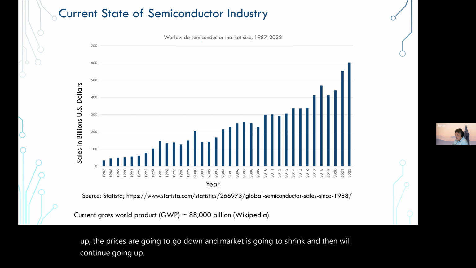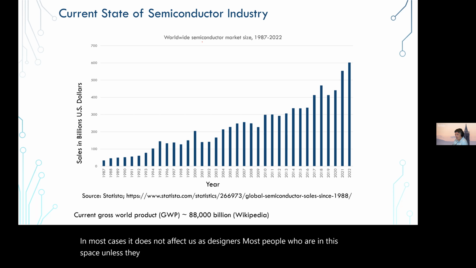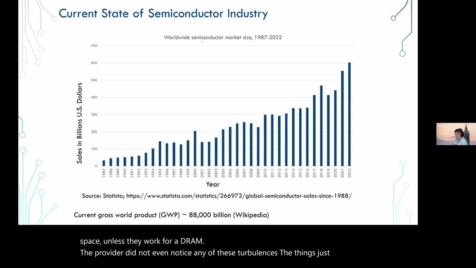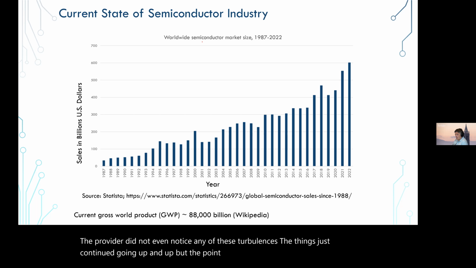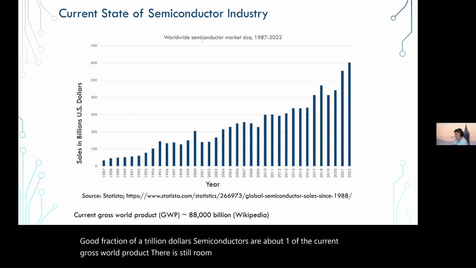In most cases, it does not affect us as designers. Most people who are in this space, unless they work for a DRAM provider, did not even notice any of these turbulences. Things just continued going up and up. But the point here is, if you're looking at this rate of a good fraction of $1 trillion, semiconductors are about 1% of the current gross world product. There is still room to grow before it becomes a very large percentage of it, and that's going to be the trend for the next few decades.